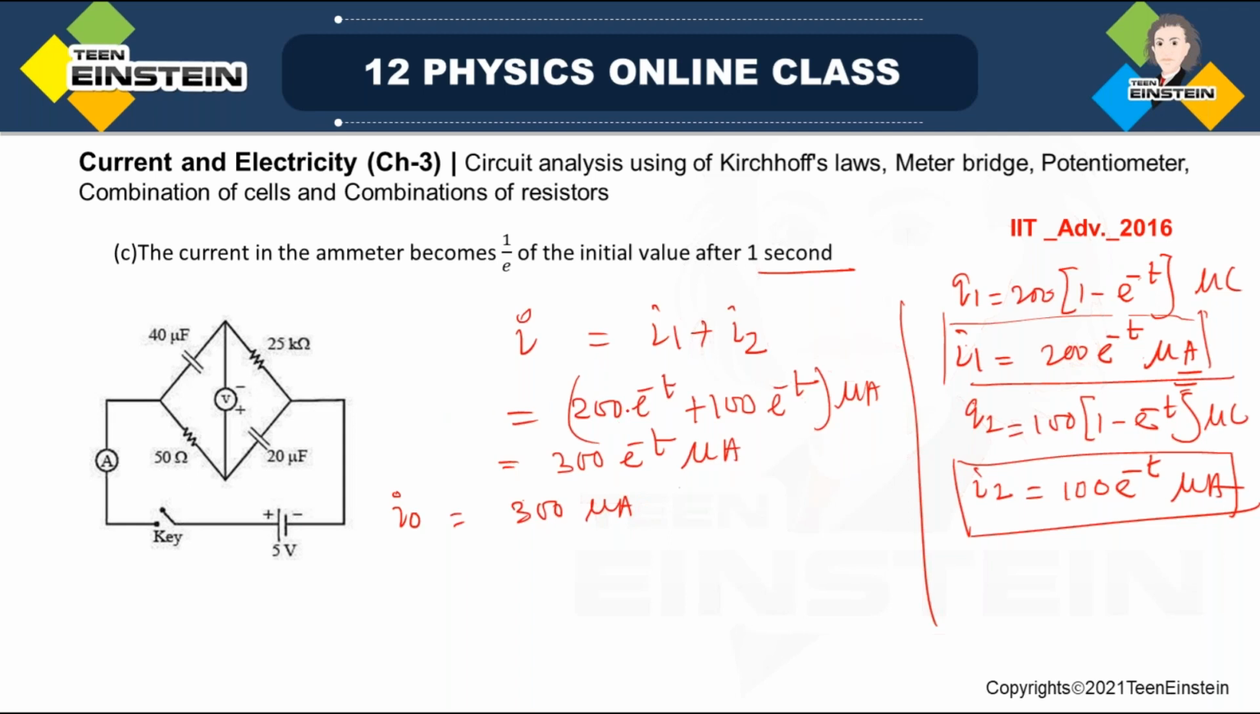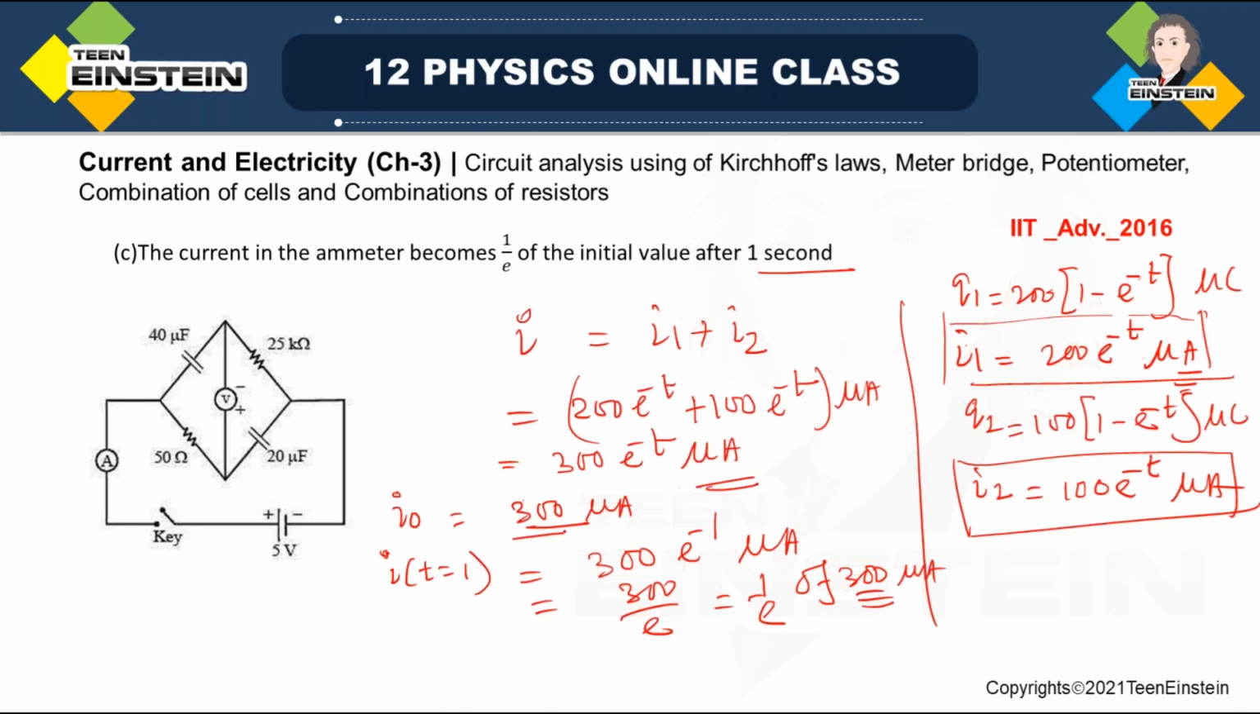Okay, let us see. When t is equal to 1 second, what is the current? It will be 300 e to the power minus 1 microampere, and that is equal to 300 by E. See, the question is whether the current in the ammeter will become 1 over E of the initial value. The initial value is 300 according to our calculation, and at t is equal to 1 second, I just put t is equal to 1 here. So it is 1 over E of 300 microampere. I0 is the initial value, so this is I0 by E. So this option is also correct.